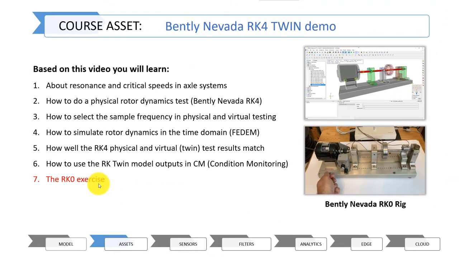The last point on my task list is actually a student exercise. The RK4 test rig is too large to be carried around, and I prepared a Bentley Nevada RK4 rig, which is smaller, and I've also prepared a digital twin model of it in FEDEM, which can be used in digital twin based condition monitoring. And this is how it sounds when you run the test rig through critical speeds.